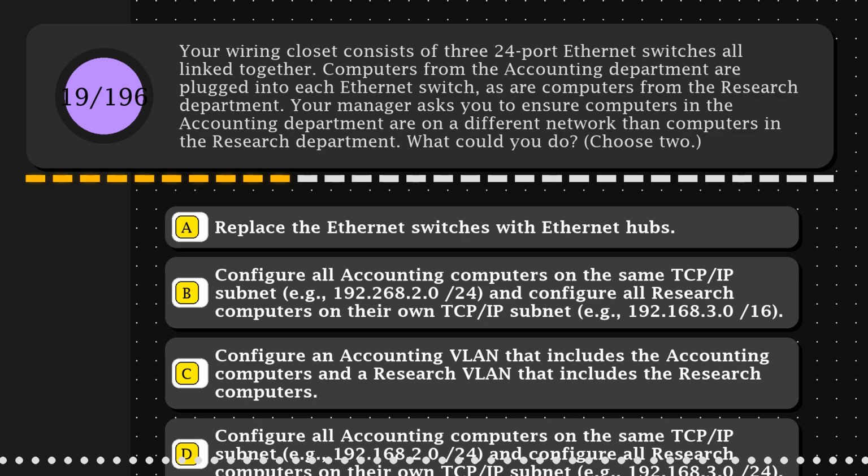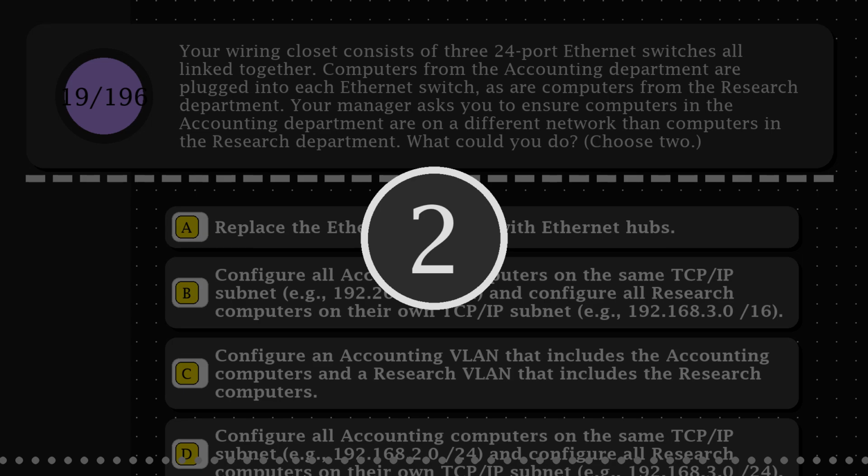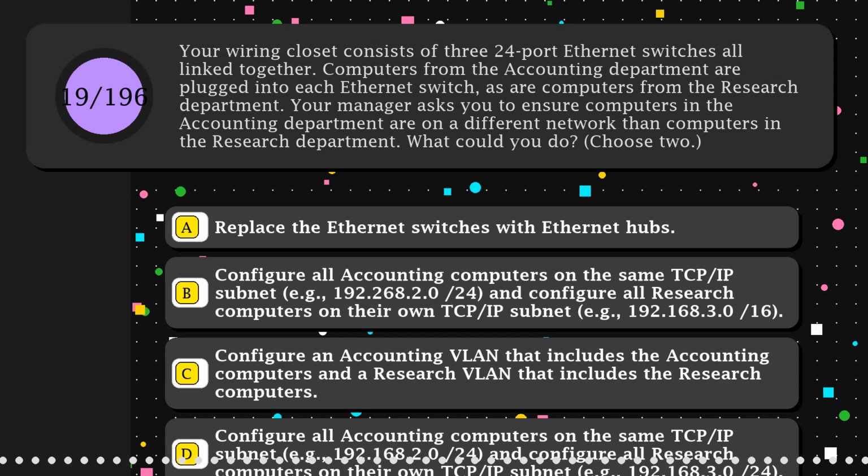192.168.3.0/16. Option C, configure an accounting VLAN that includes the accounting computers and a research VLAN that includes the research computers. Option D, configure all accounting computers on the same TCP/IP subnet, example 192.168.2.0/24, and configure all research computers on their own TCP/IP subnet, example 192.168.3.0/24. The correct answer is option C, D.